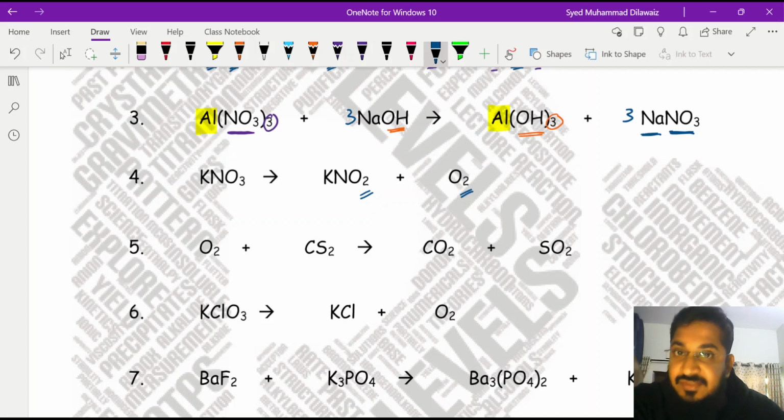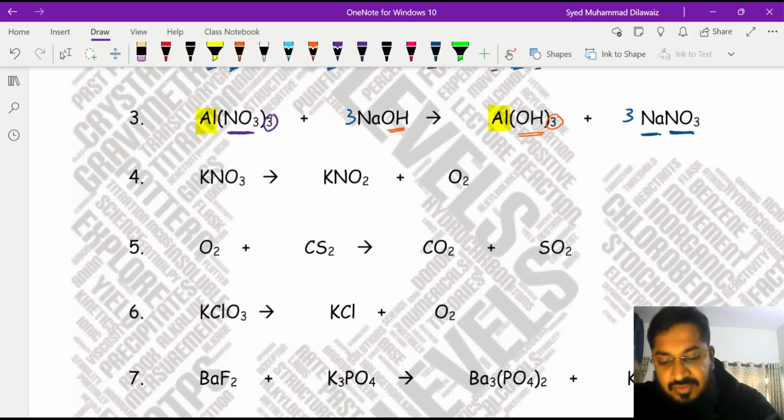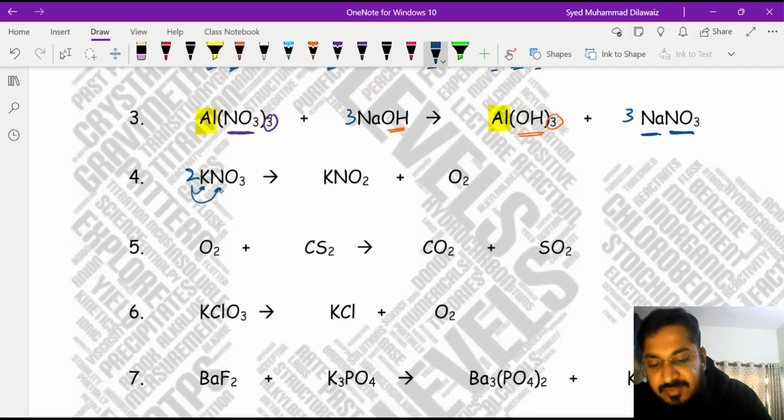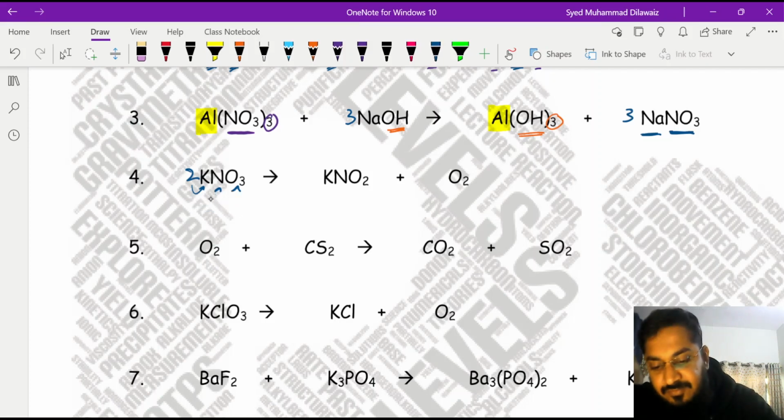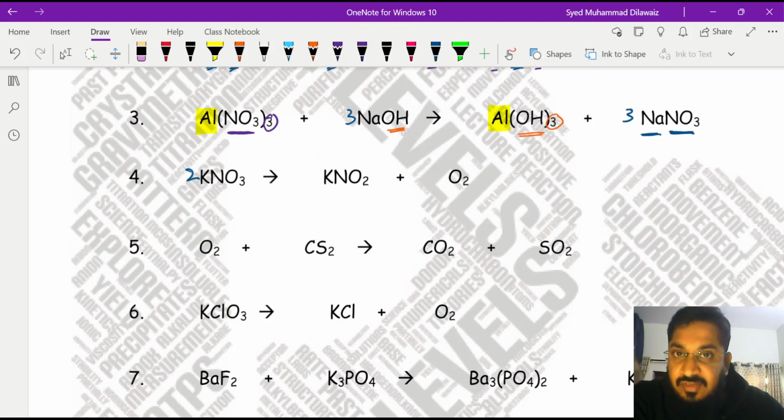So we need to convert this 3 into a number that belongs to an even category. So we just put 2 before KNO3 as a coefficient. The reason is it makes 2 potassium, it makes 2 nitrogen, but it makes 6 oxygen atoms. So we have made the 3 oxygen into 6 oxygen atoms. So the conversion has already taken place. Now you have got 6 oxygen on the left side and 4 oxygen on the right side.